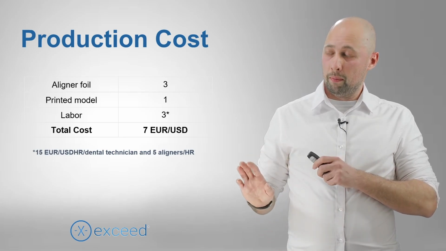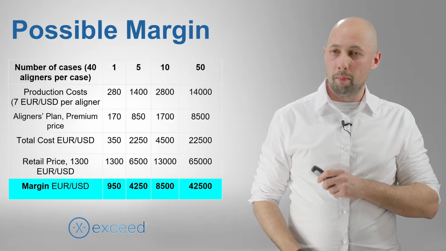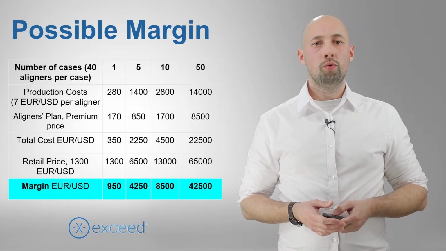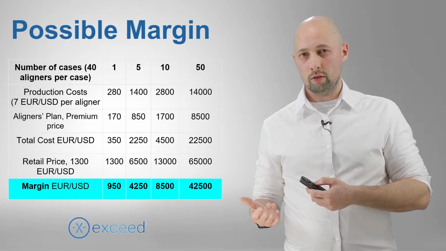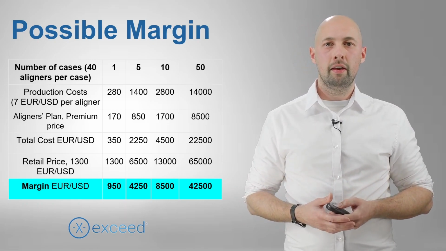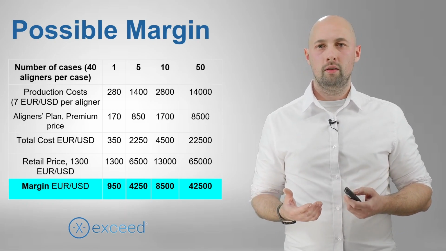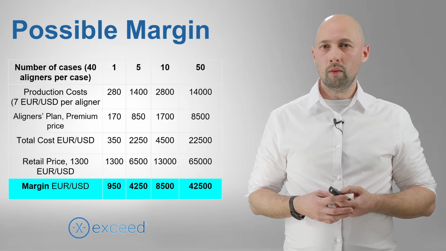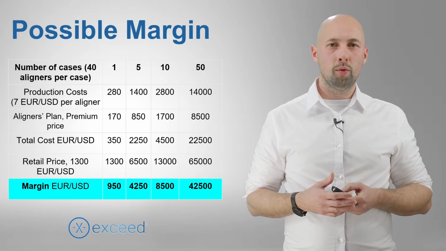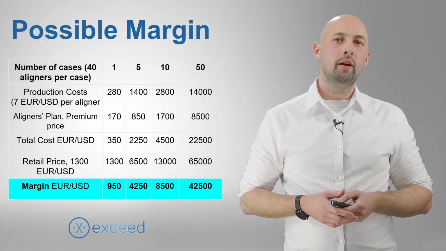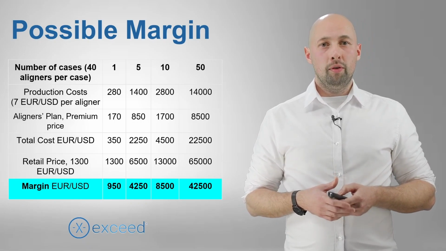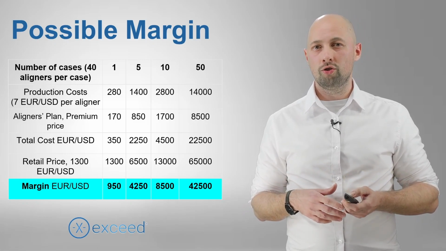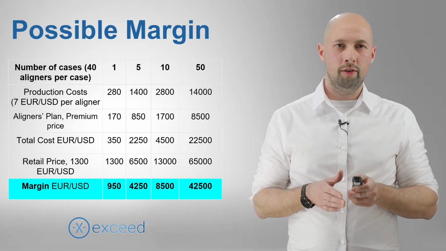So keeping that in mind, moving to the possible margins. The margins that are shown on the screen show the difference between the production costs combined with the planning fees and the approximate retail price of the aligner cases of different complexity. To get a more accurate idea of what margins can be achieved in your specific situation, it might be helpful to speak with a business consultant or a financial advisor who has experience in the orthodontic industry in your particular country. This is very important.